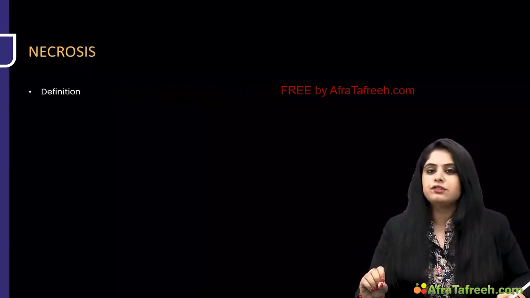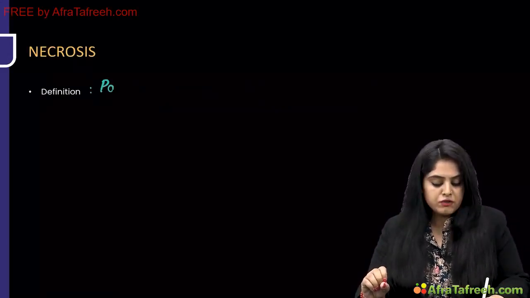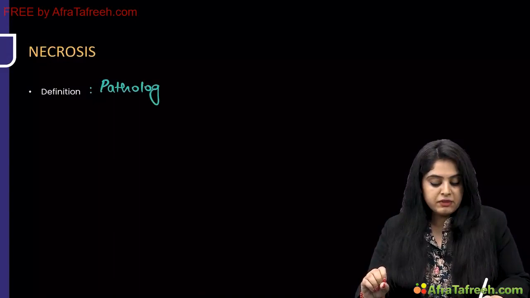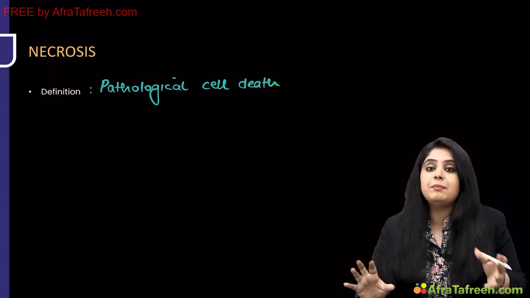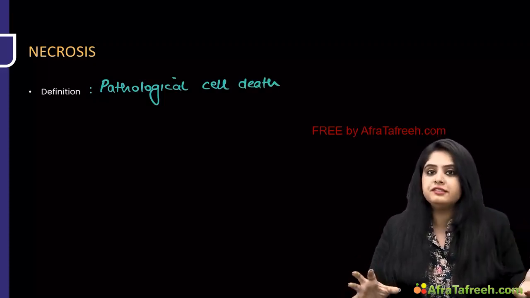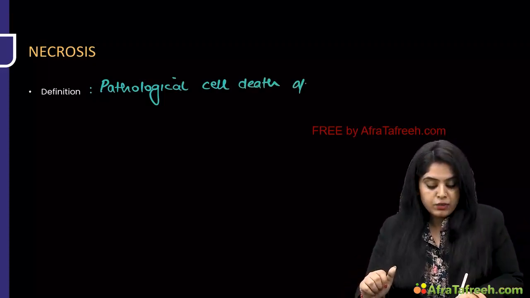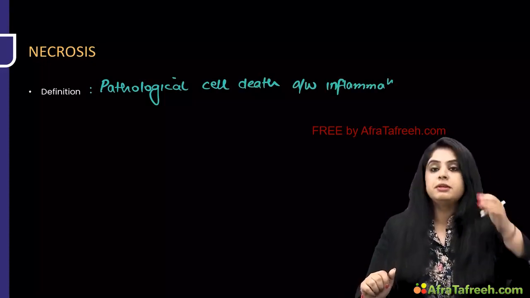I'm starting with necrosis. Do you guys remember the definition of necrosis? It's a cell death, but what is important is that it's a pathological cell death, which means it will always happen with some or the other kind of disease. Very important. And it is going to be associated with inflammation. There will always be an element of inflammation involved.